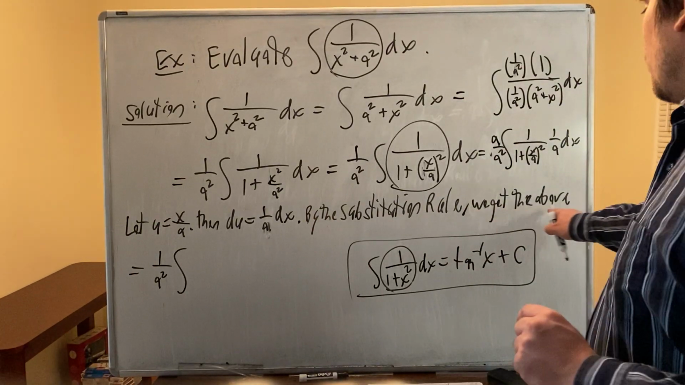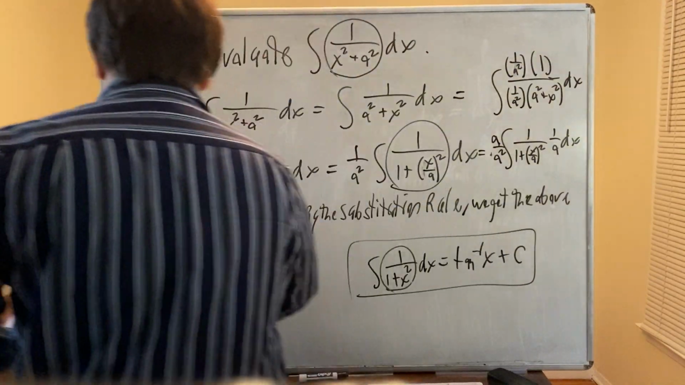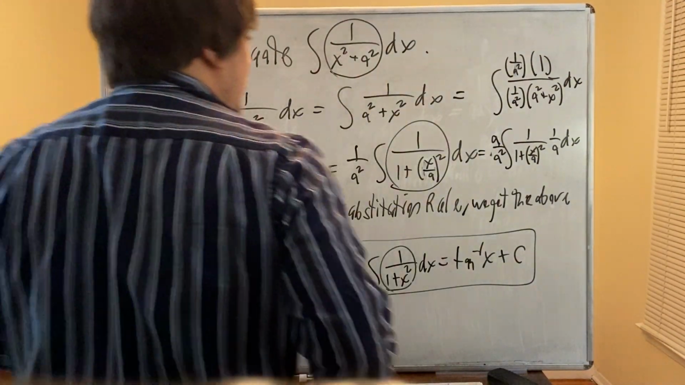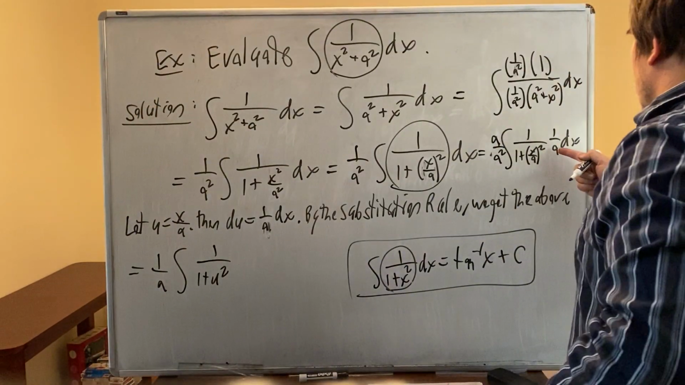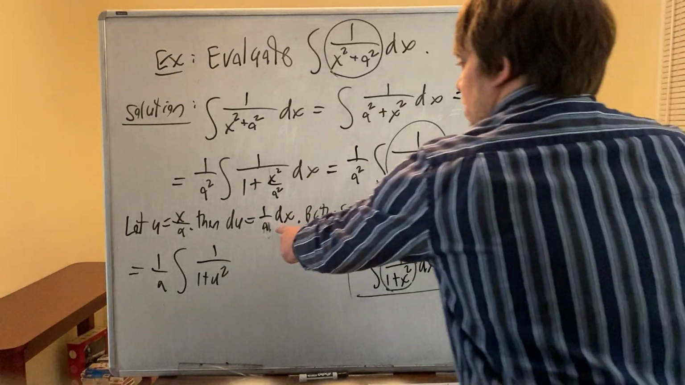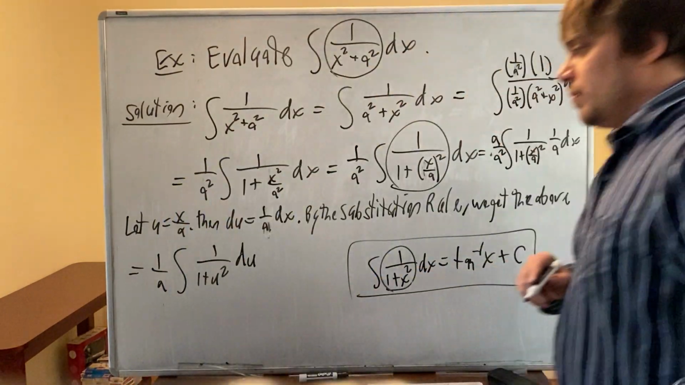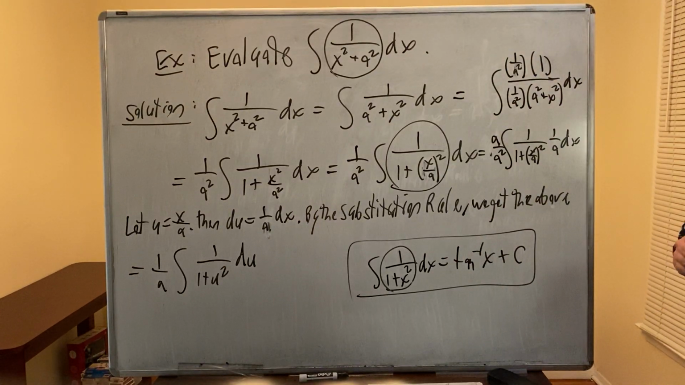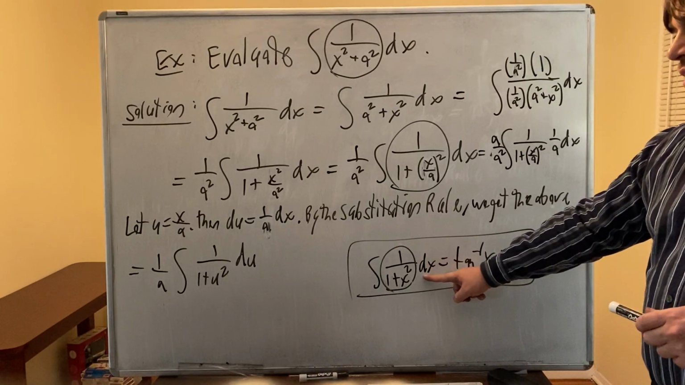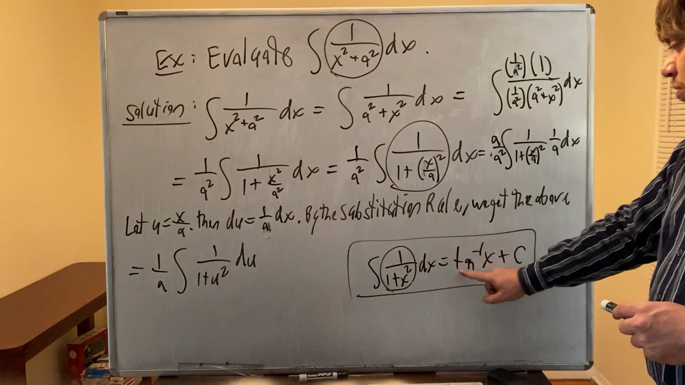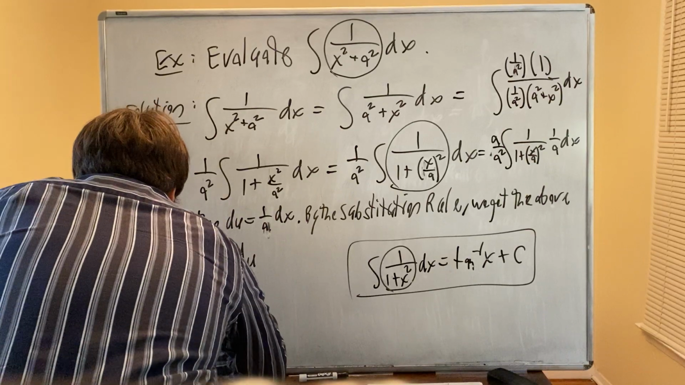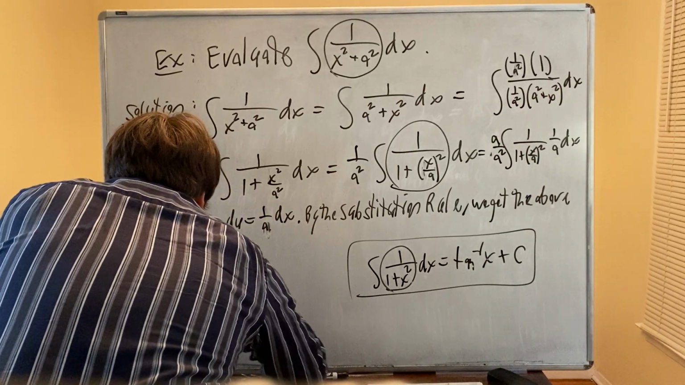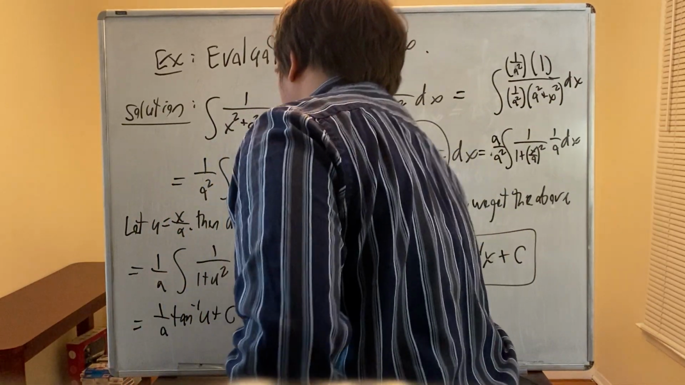And so by the substitution rule, we get the above equals, well, a over a squared is 1 over a. And this is the integral of 1 over 1 plus u squared. And then 1 over a dx is du. Now this matches perfectly with this formula. Now instead of x, it's just u. And so now the result is that integral is tan inverse of u plus a constant. So this is 1 over a tan inverse of u plus the constant.